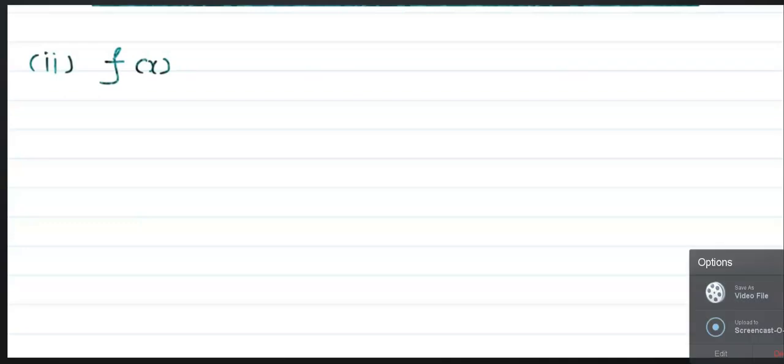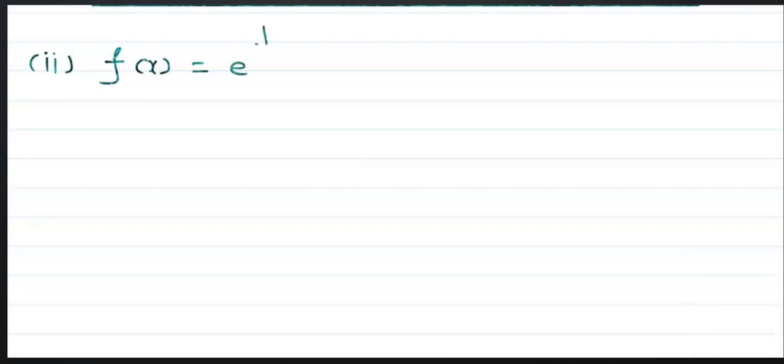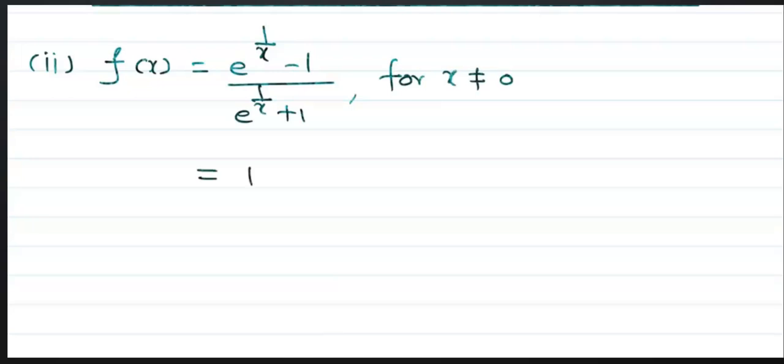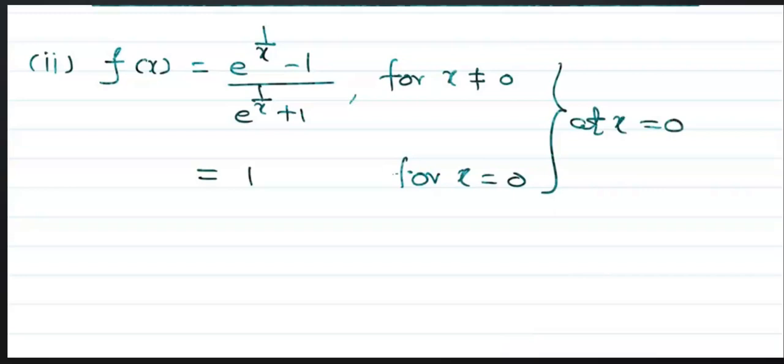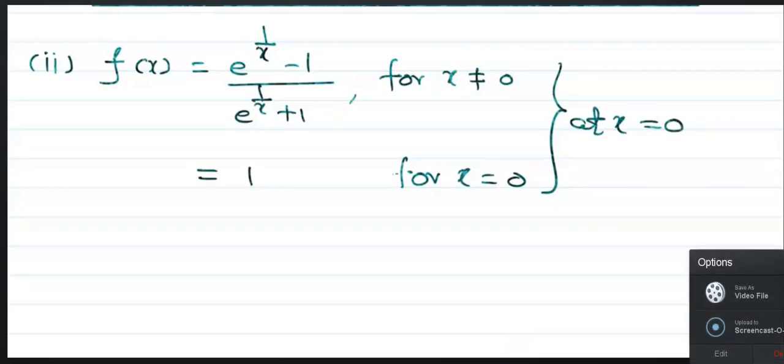Now the next example, f of x is equal to (e raised to 1 upon x minus 1) upon (e raised to 1 upon x plus 1) for x not equal to 0, and equal to 1 for x equal to 0. That is, we will check its continuity at x is equal to 0.